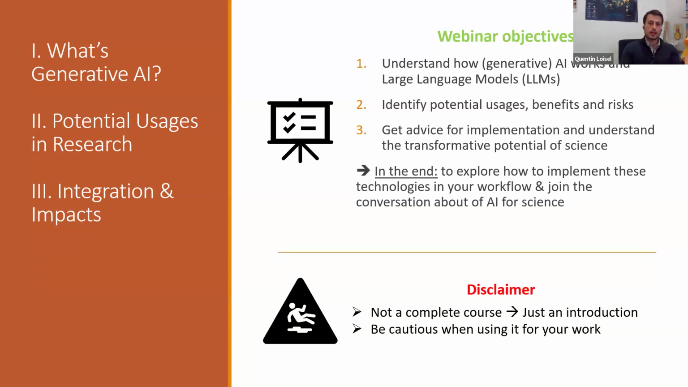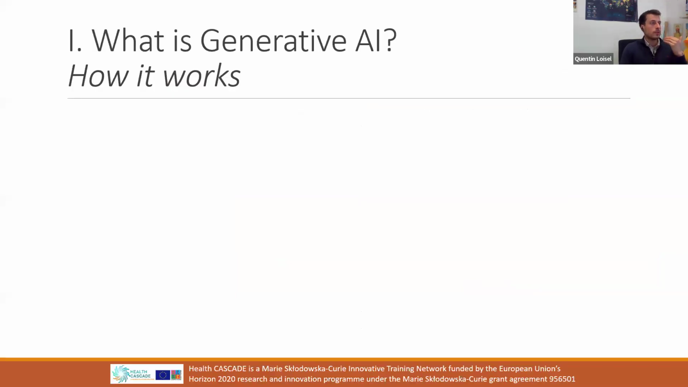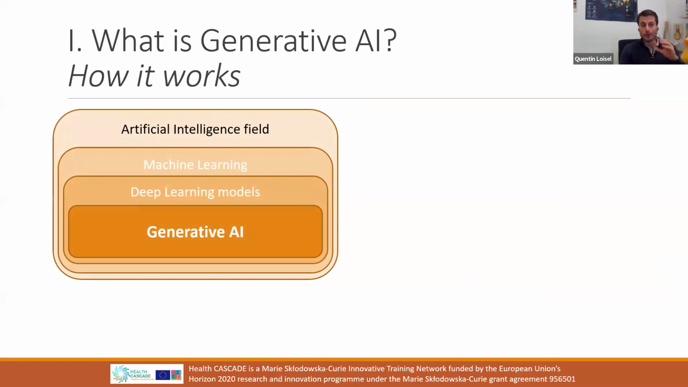We will see a bit of that later, but it's good to say it at the very beginning also. So first, what is generative AI? Sorry for the computer scientists here with us. I will be very, very simple, but generative AI is basically a subfield of the artificial intelligence field, which is the computer science field which tries to mimic human cognitive abilities, such as reasoning, visualization, identification.